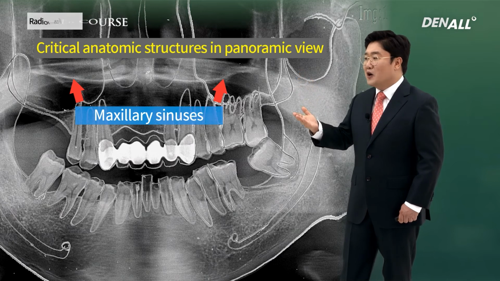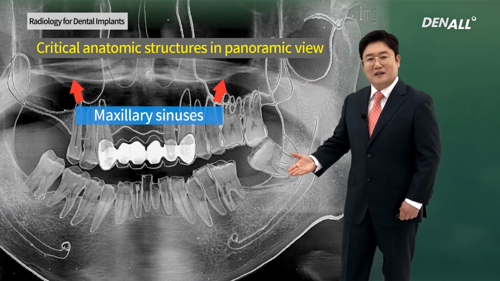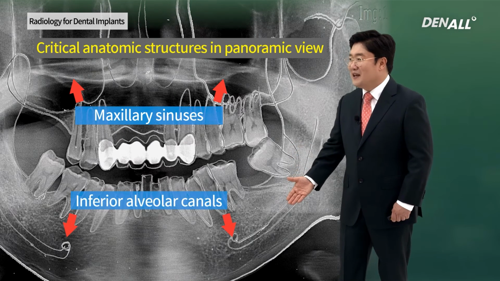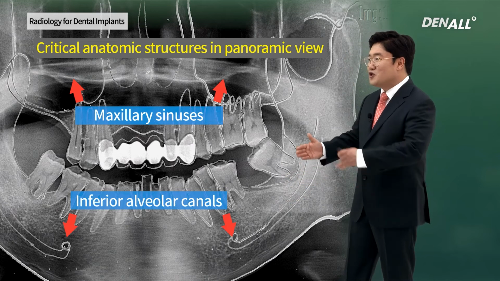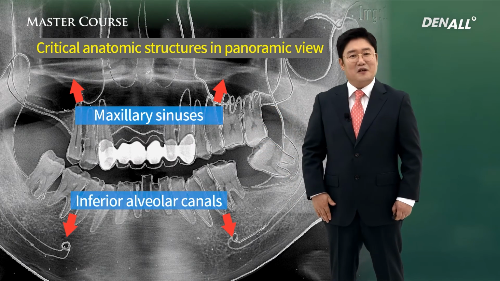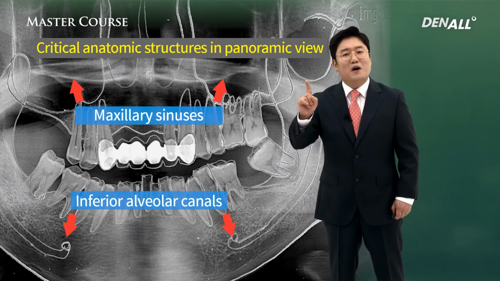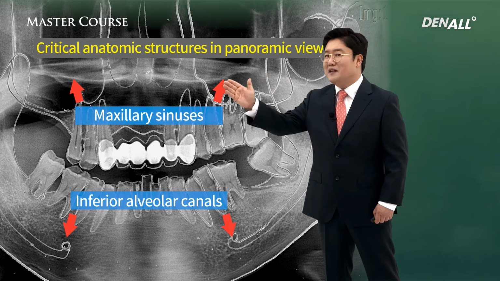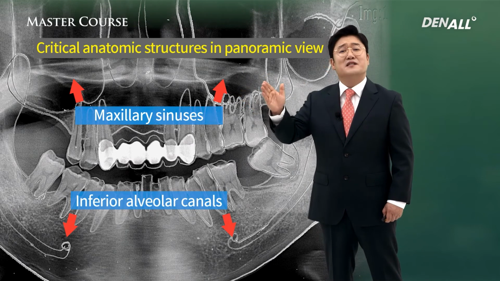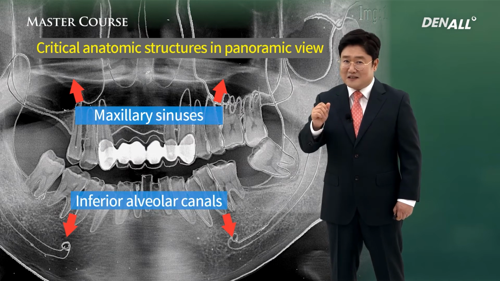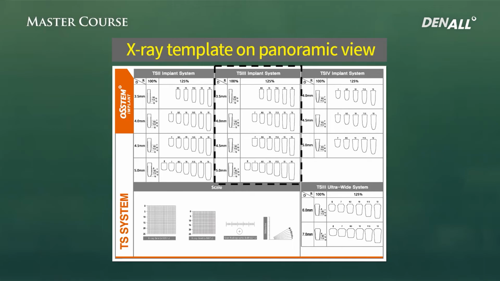And for lower jaw surgery, a very important anatomic structure, inferior alveolar canals, their location in relation to adjacent teeth, and the height of defective bone were identified. Important anatomical structures were identified using the tracing. I hope you understand the purpose of using tracing.